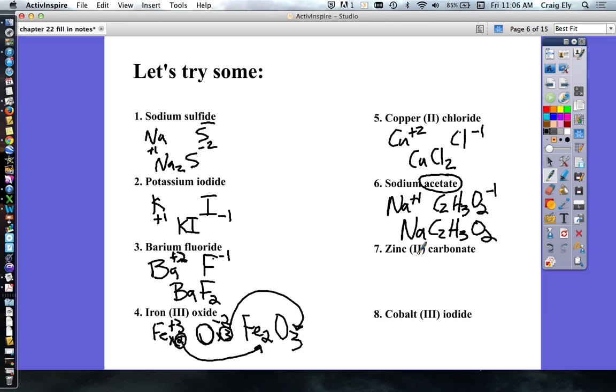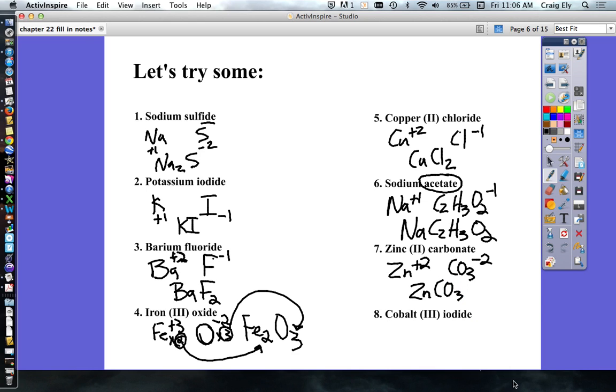Okay? Zinc(II) carbonate. So here we go again. Roman numeral. This tells me that this zinc is a +2 charge. Carbonate, you have to look at your table again for the polyatomic ions. Carbonate is CO3, and it is a -2 charge. That works out great. You don't have to do anything, so it's just ZnCO3.